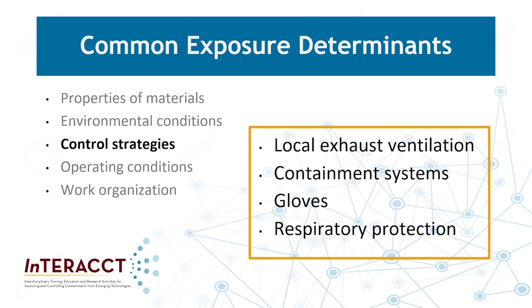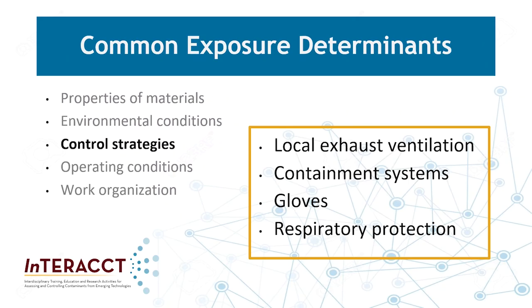The presence, use, and effectiveness of control strategies can influence the magnitude and frequency of exposures. Process containment and local exhaust ventilation systems are designed to prevent the release of contaminants into the work environment, so as to reduce exposures. However, performance of these systems may decline over time, or they may not be used effectively.